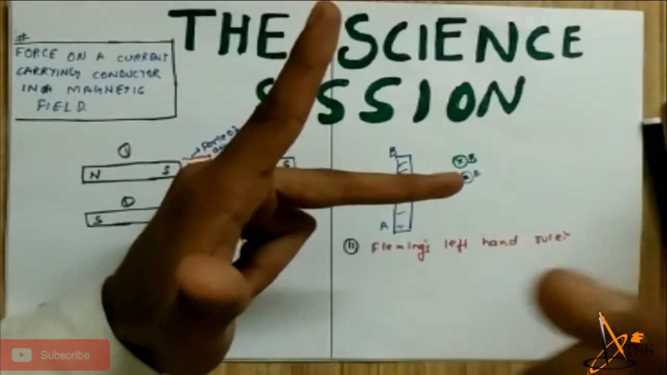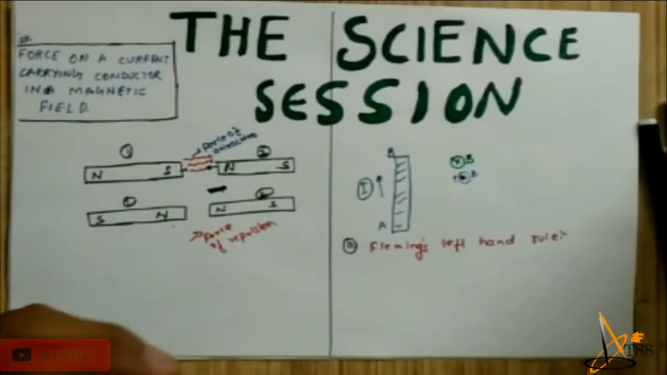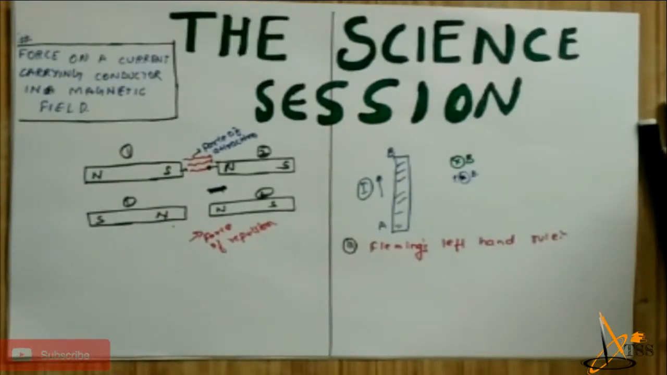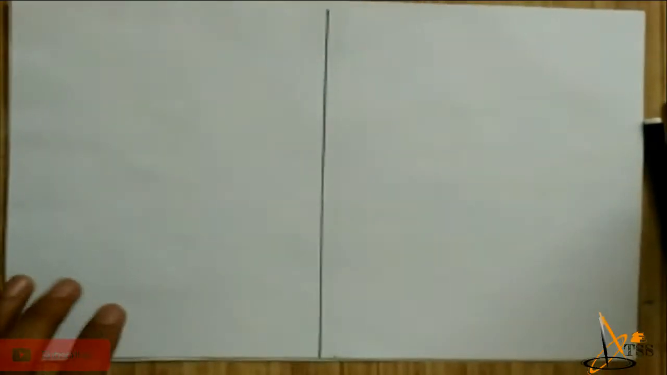Got it? So this is Fleming's left hand rule, and it is a very important rule whenever we discuss the direction of forces acting in an external magnetic field.